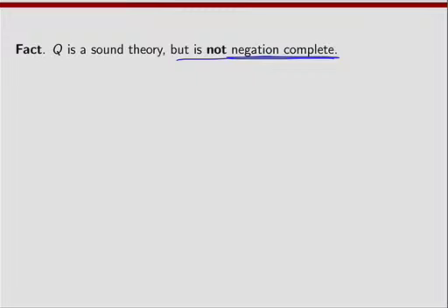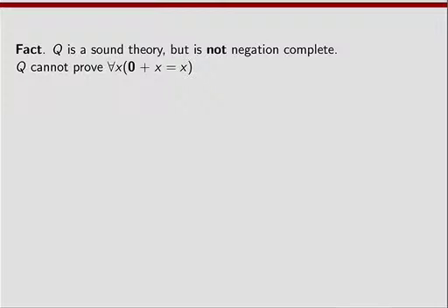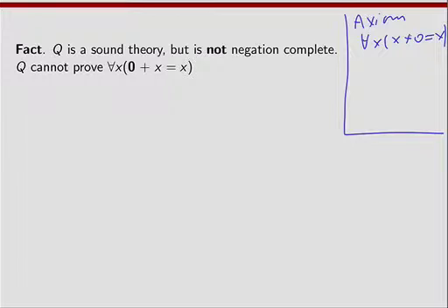So here's an example of a formula that cannot be proved in Q. We can't prove for all x, 0 plus x equals x. Just think about that for a moment. One of our axioms is for all x, x plus 0 equals x. So that's an axiom, so surely we can prove that because that just takes one step.